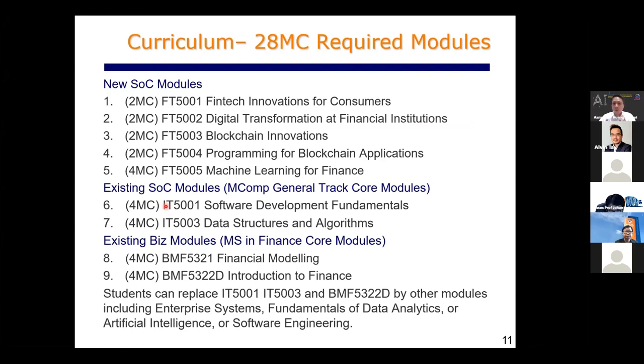The four required classes from the general track or MS in Finance are relatively fundamental ones. Some students, if they have a bachelor degree in computer science or in finance, may not need those. For those students, you can replace them with other core modules in the MComp general track. That includes enterprise systems, fundamentals of data analytics, popular classes like AI or software engineering. For CS students, they already know programming, data structures and algorithms, so they can replace it with any one of these.